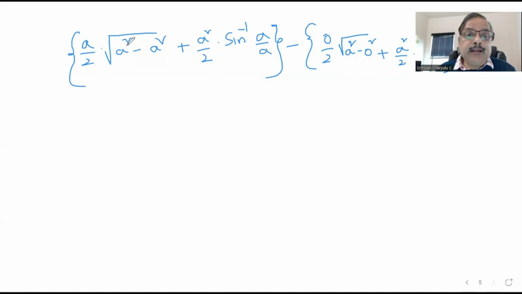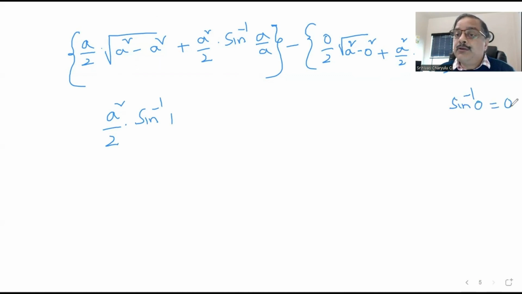So when you are simplifying this, this will become 0. Here you are left with only a square by 2 sine inverse 1. This side, 0 into anything is 0. Sine inverse 0 is 0. Please remember this. Okay. Sine inverse 0 is also 0.